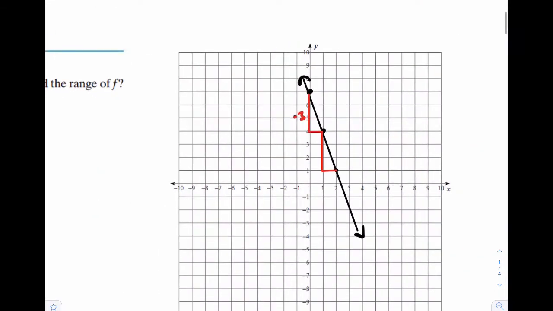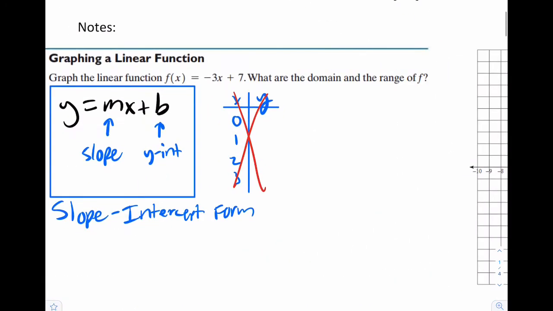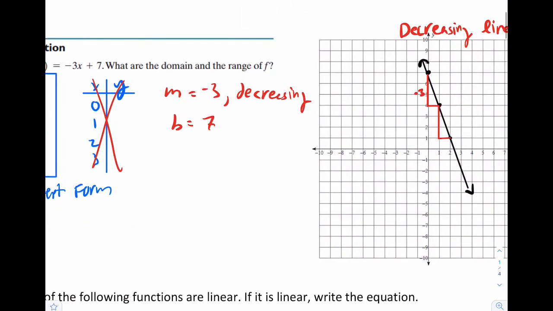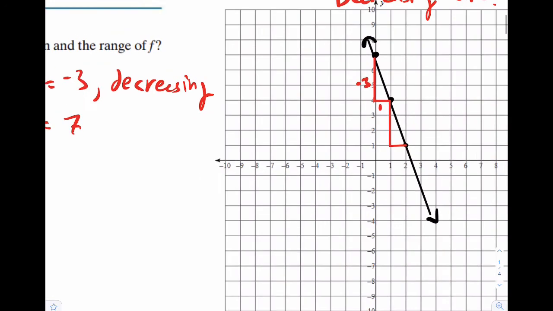But the main thing to understand is this line: you read it left to right, and you can see that this line is going down, which means this is a decreasing line, which corresponds, of course, to our negative slope right here. So I can note that m is -3, which means it is decreasing, and b is equal to 7, and we can see that on our line right there.